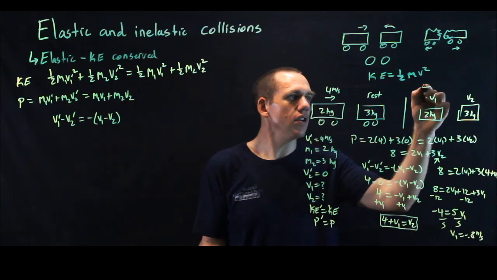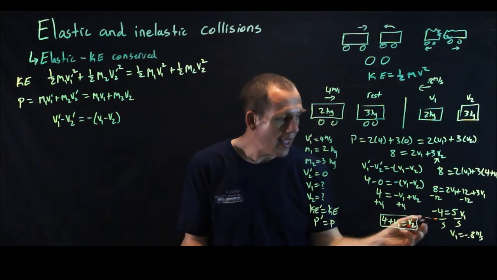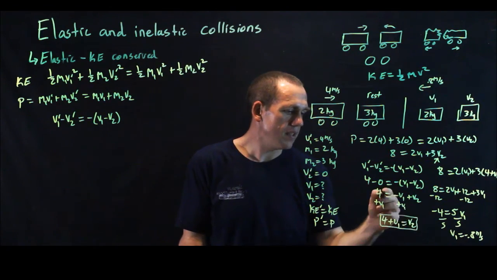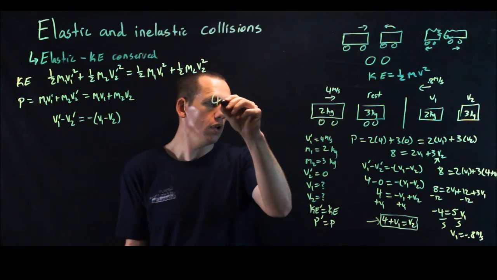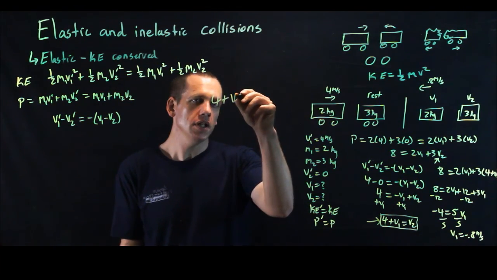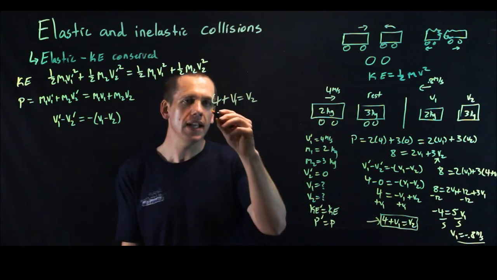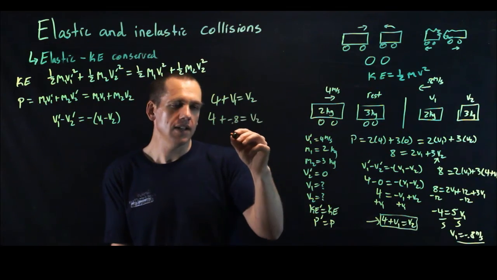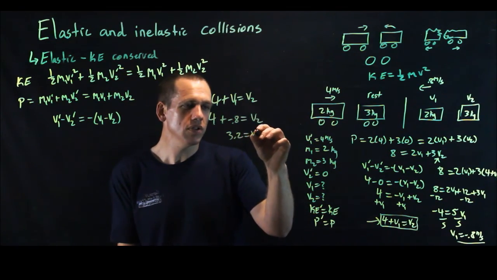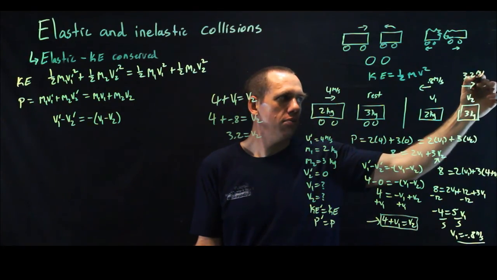That tells me this cart is moving this way at 0.8 meters per second. And I can also find V2 because I have this equation that I put that box around earlier, which says 4 plus V1 equals V2. Well, now I know V1 is this negative 0.8. So I take 4 plus negative 0.8 equals V2, and so that's 3.2 equals V2. So this cart is moving this way at 3.2 meters per second.